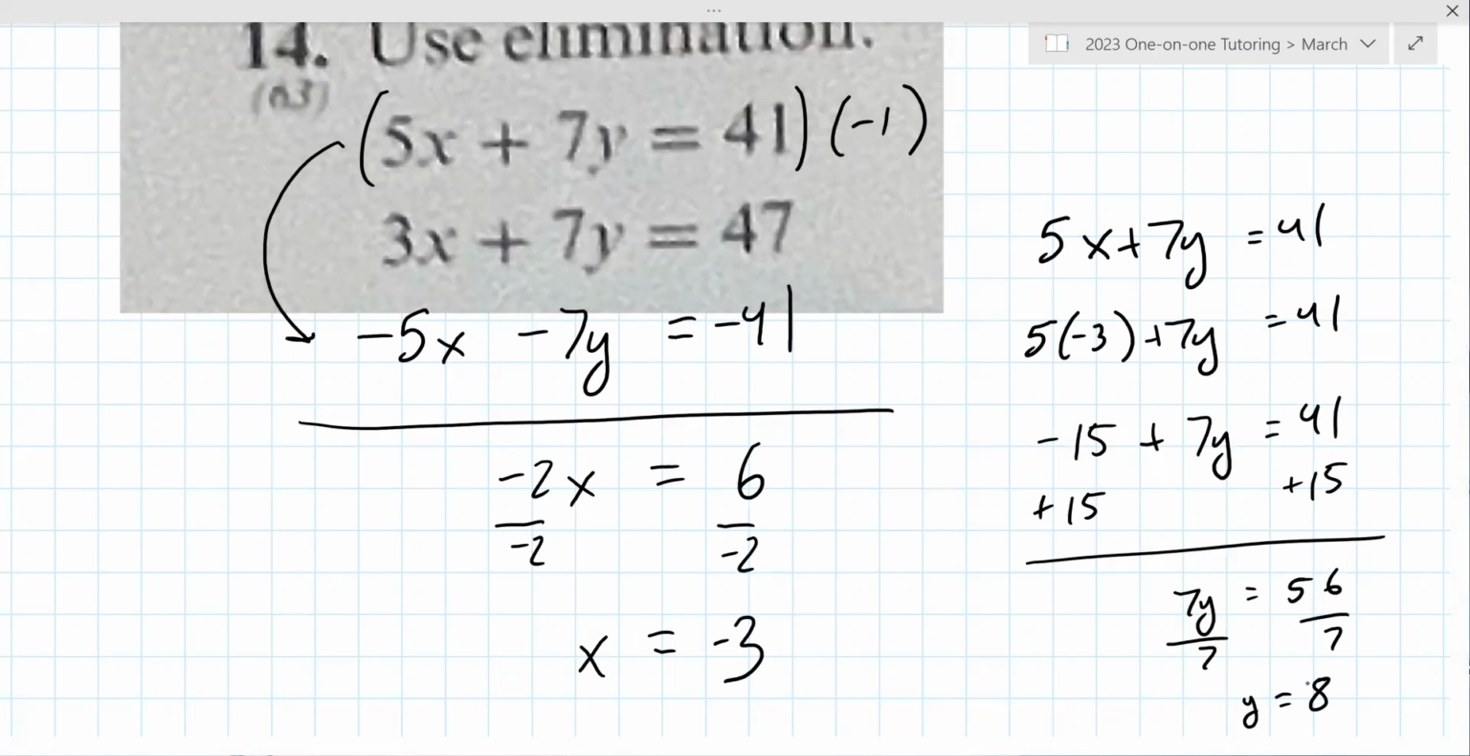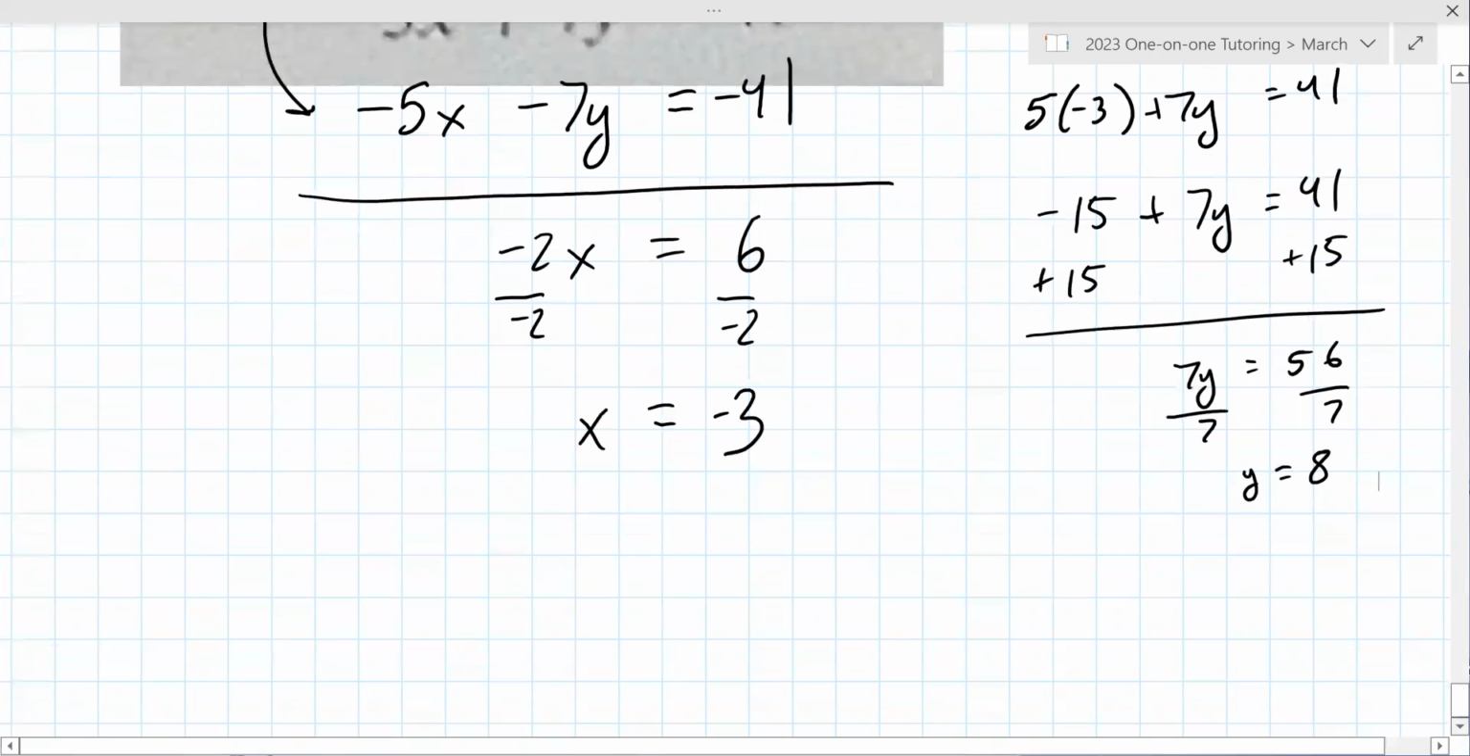So if you have time on the test, you should check your answer in the other equation. Like you should try those values in the second one, see if they work. They should. And then the solution you would write as x comma y. You want to maybe write it as an ordered pair or write x equals -3, y equals 8. However your teacher's been doing it in class, you know, mimic them. They're the ones grading you.